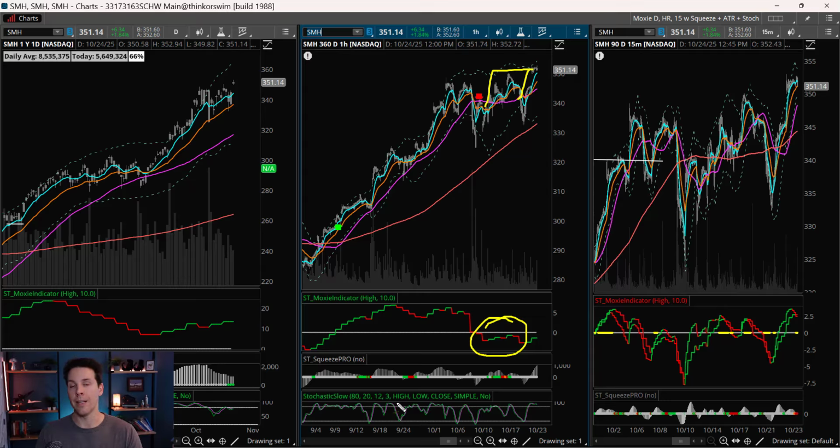It's what I call an inverse trampoline move. Price should not be over the 50 if the Moxie indicator is below 0. And that told me we're probably going to get another pullback. And boom, there was our pullback. That went right to the 21 twice.